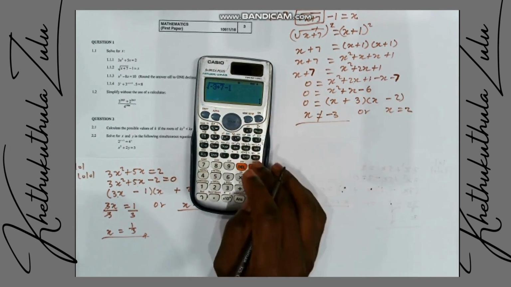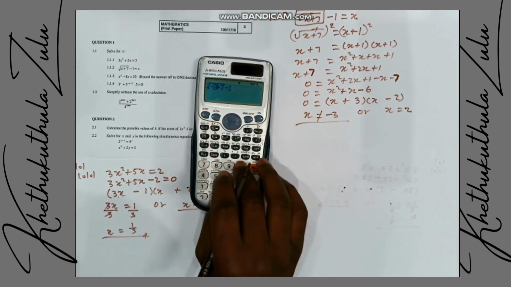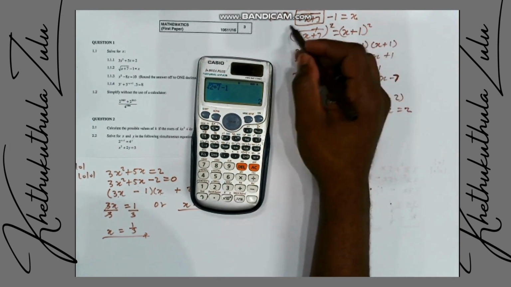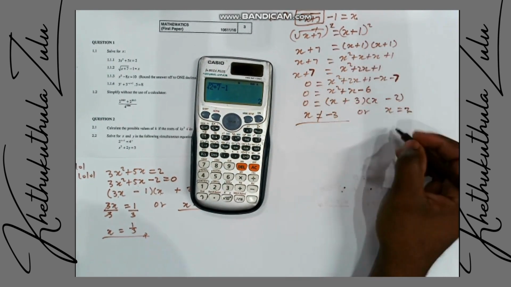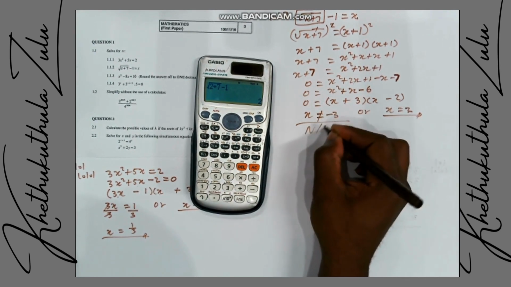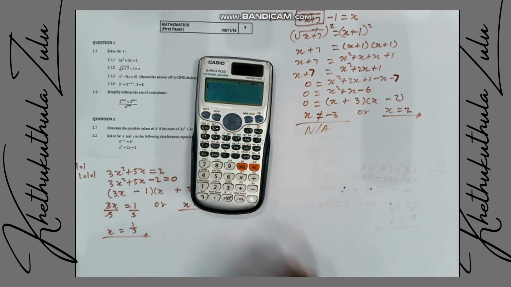And then when you're putting 2, it gives you 2 on the other side, and then x is 2 here. So this one is what? Is the solution. So this one is not applicable. I hope you see it. I hope you understand everything.